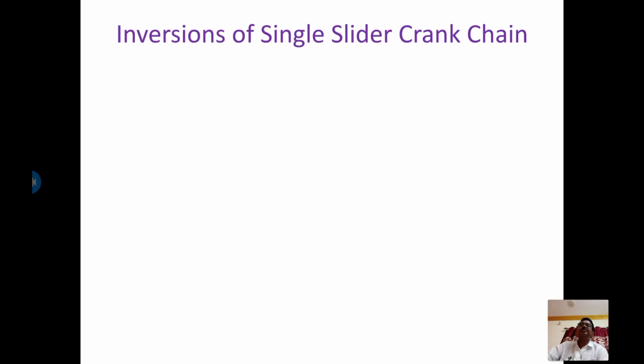So, in the morning's previous session, we discussed the 4-bar chain, inversions of the 4-bar chain, and the single slider crank chain in the previous video. Now we are going to discuss inversions of the single slider crank chain. Different inversions are possible, so one by one we will discuss them now.